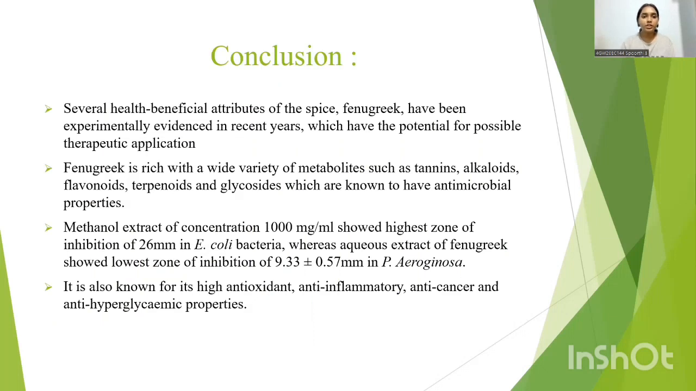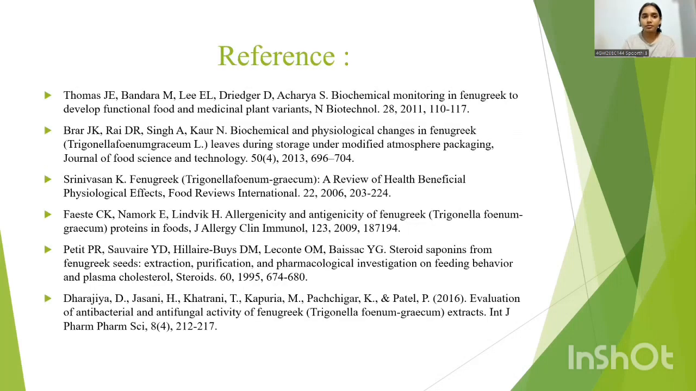Conclusion: several health-beneficial attributes of the spice fenugreek have been experimentally evidenced in recent years, which have the potential for possible therapeutic application. Fenugreek is rich with a wide variety of metabolites such as tannins, alkaloids, flavonoids, terpenoids, and glycosides, which are known to have antimicrobial properties. Methanol extract of concentration 1000 mg per milliliter showed the highest zone of inhibition of 26 millimeter in E. coli bacteria, whereas aqueous extract of fenugreek showed the lowest zone of inhibition of 9.33 plus or minus 0.57 millimeter in P. aeruginosa. It is also known for its antioxidant, anti-inflammatory, anti-cancer, and anti-hyperglycemic properties.